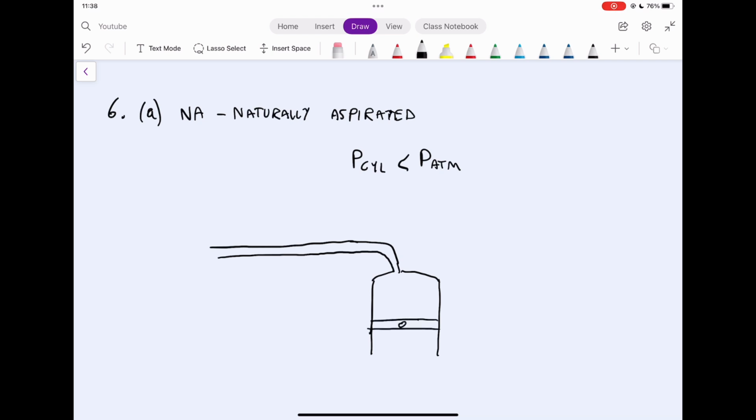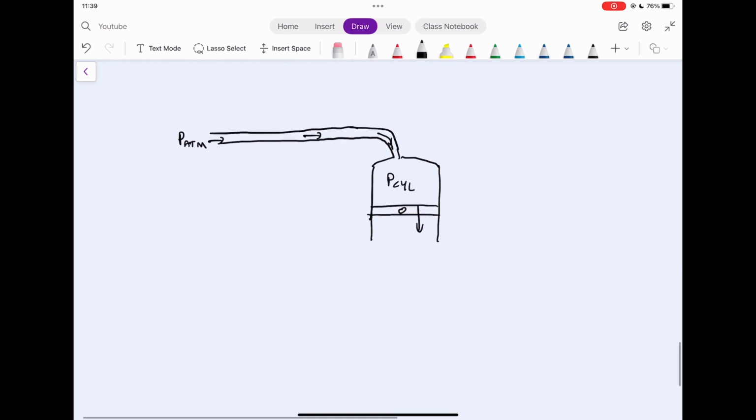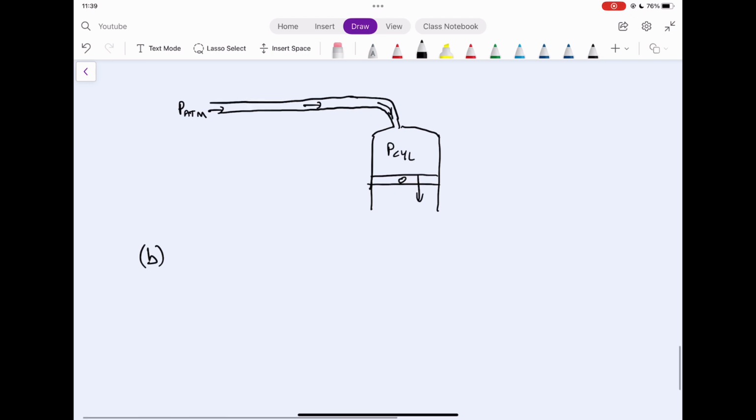So naturally aspirated engine means the pressure in the cylinder is usually less than atmospheric pressure. So we have atmospheric air outside, and we use the piston going down to suction some air into the cylinder, and usually that pressure in the cylinder is lower. So we don't have a very high density of air, and that means we're limited in the amount of combustion we can have and the amount of power we can create.